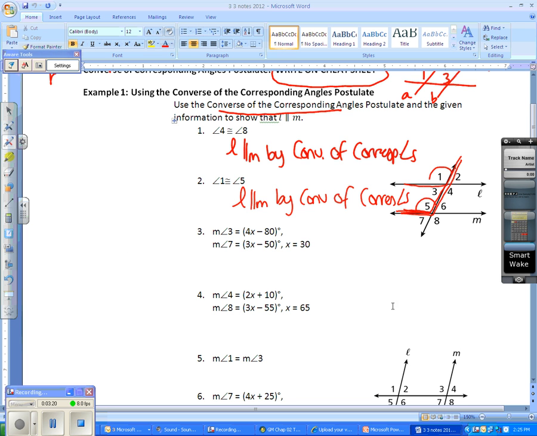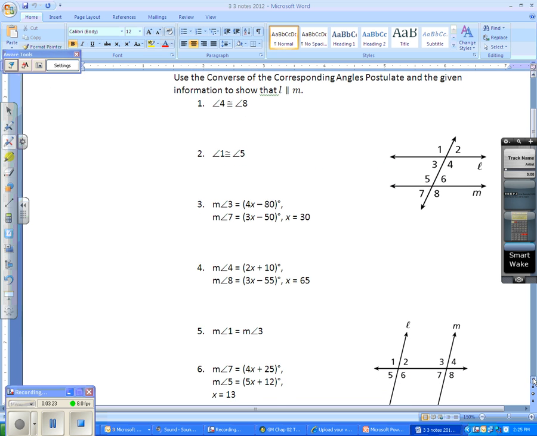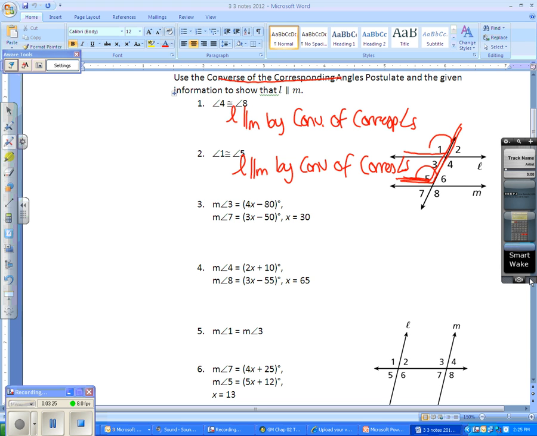Okay. Number 3 talks about angles 3 and 7. So let's look at 3 and 7. Okay, cool. 3 and 7, we know that they're in the same spot, so they are also corresponding angles. Here's the F again. So we know they're going to have to be equal to each other, but this one doesn't say that they're congruent. It says measure of angle 3 is 4x minus 80, and measure of angle 7 is 3x minus 50, and it tells us what x equals. So you don't even have to do any algebra. All you guys have to do in this case is plug it in, because we know that measure of angle 3 should be equal to measure of angle 7.